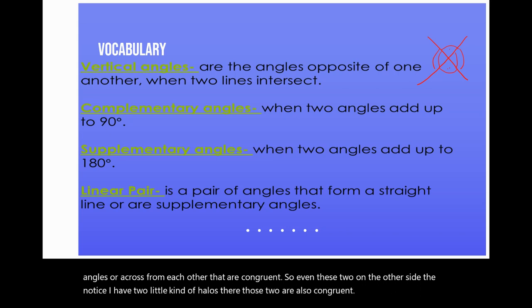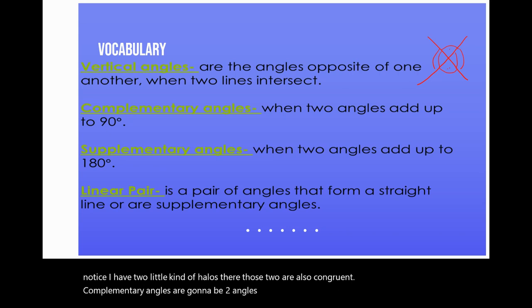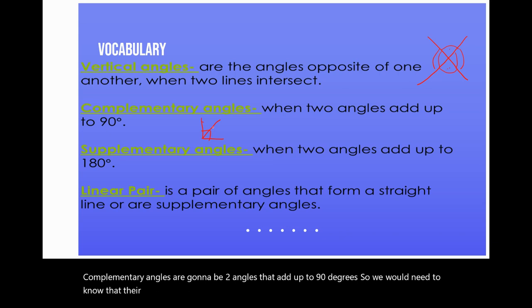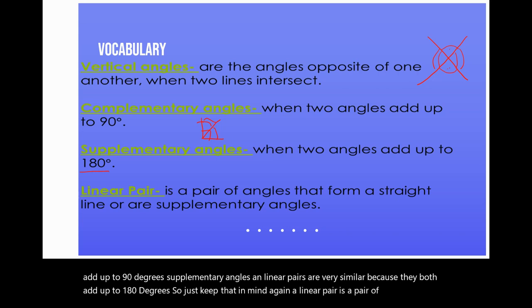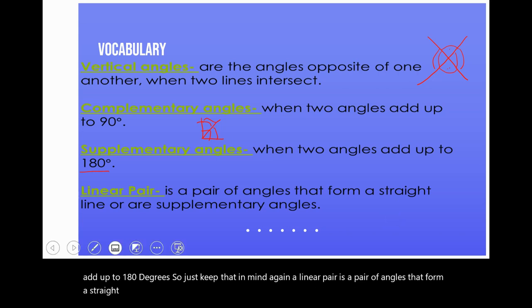Complementary angles are going to be two angles that add up to 90 degrees. So we would need to know that they're 90 degrees, and maybe it's two angles here. This one plus this one would add up to 90 degrees. Supplementary angles and linear pairs are very similar because they both add up to 180 degrees. So just keep that in mind. Again, a linear pair is a pair of angles that form a straight line or are supplementary angles.